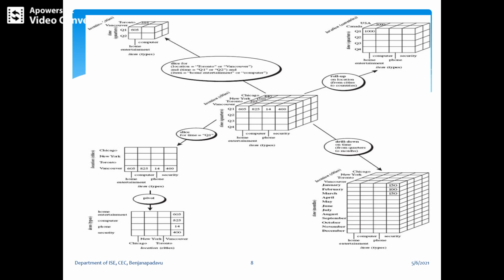How can we perform this operation? It's very simple. We apply it to home entertainment and computer, because those are the two item types we have taken, the two cities Vancouver and Toronto, and Q1 and Q2. We will get here only 605 and 825, with the locations of the same cities. That is what we get.